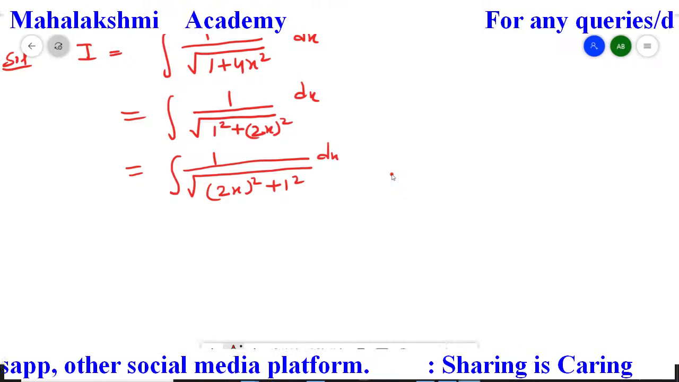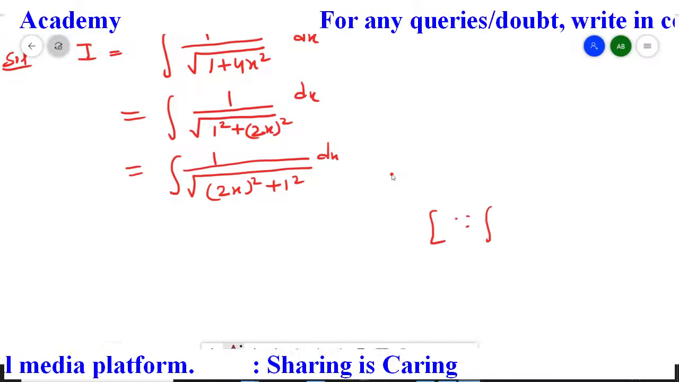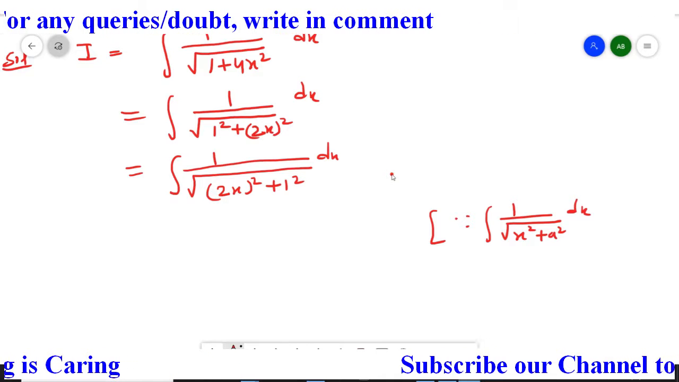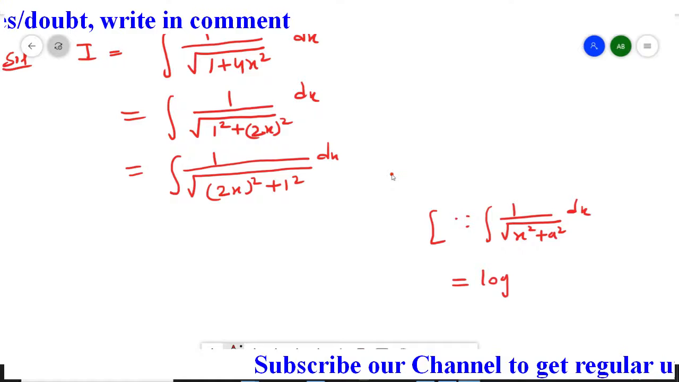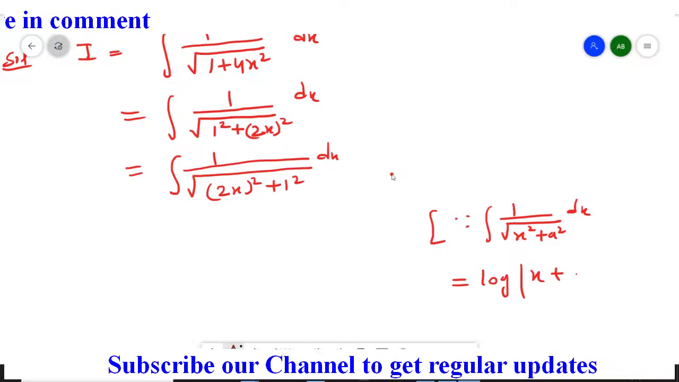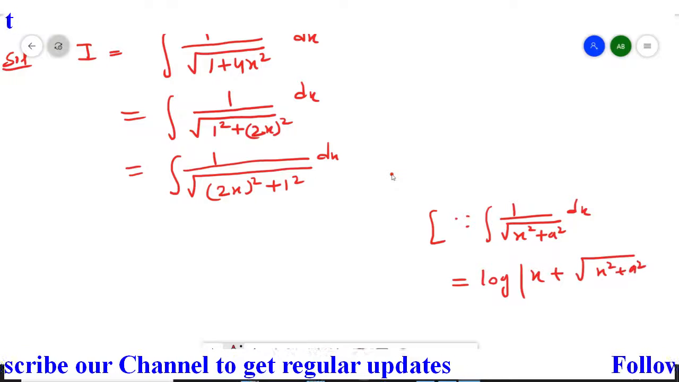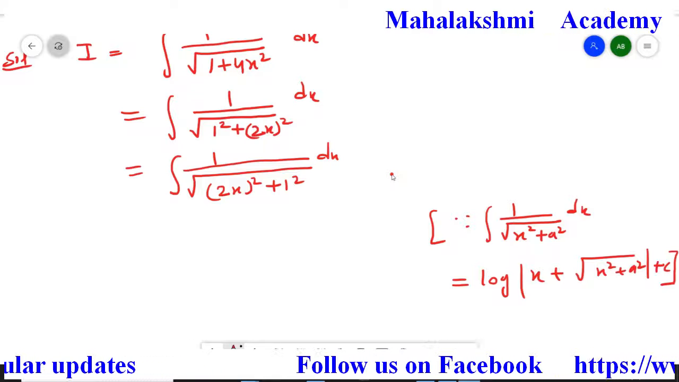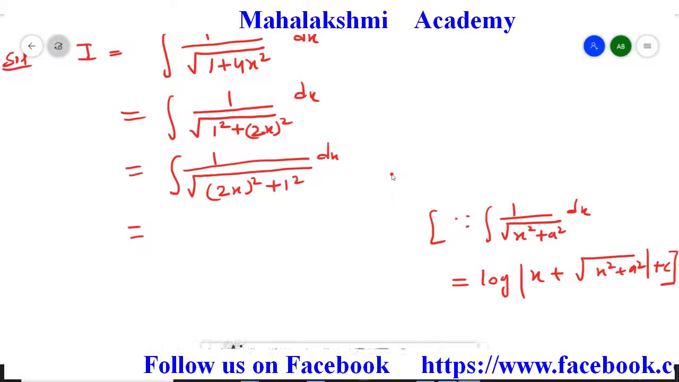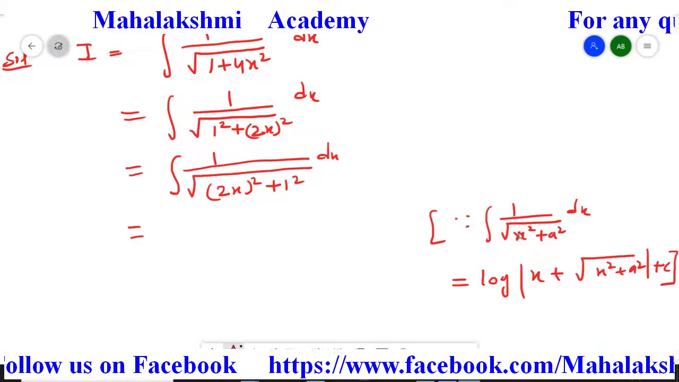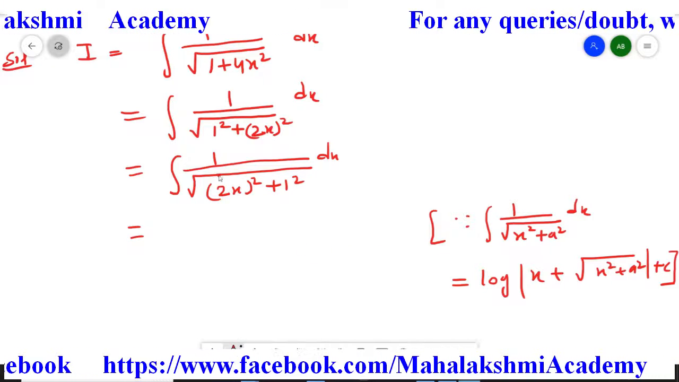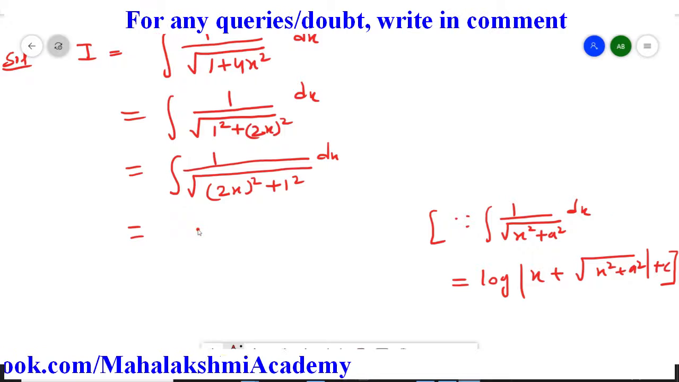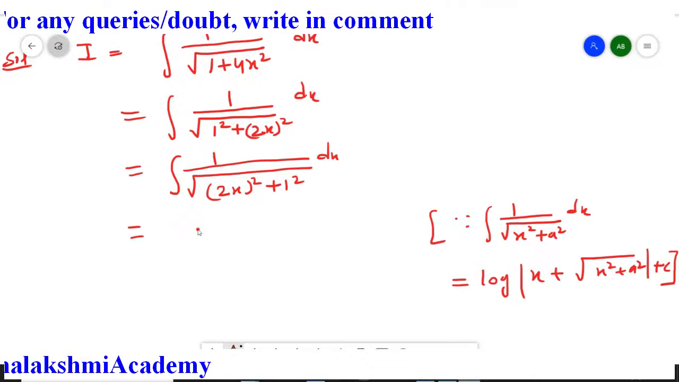Now we have a formula: the integration of 1 upon square root of x square plus a square with respect to x is log mod x plus square root of x square plus a square, mod, plus integration constant. By using this formula, students, everywhere we have to apply the chain rule. In this formula we have only x, but here we have 2x. So after using this formula, we have to apply the chain rule. We have to be very careful about the chain rule, always.